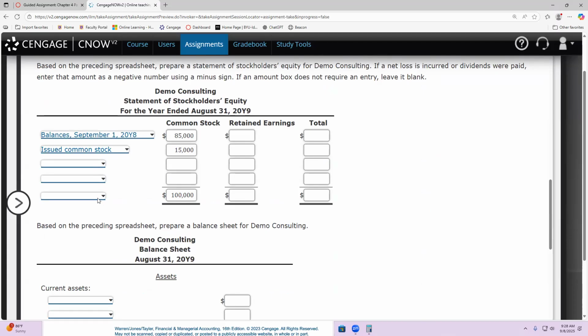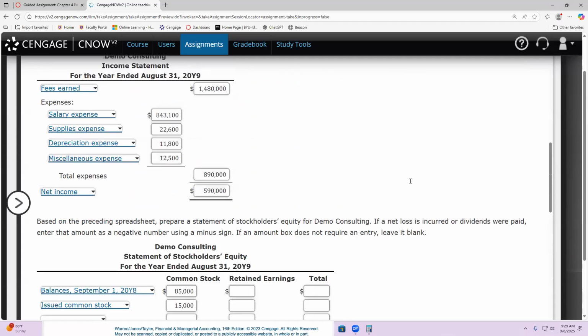The statement of stockholders' equity always ends with the balances at the end of the period. So it's saying balance at the beginning plus any common stock issued plus net income minus dividends will give us our new stockholders' equity. Does that make sense to everybody? Why I did 85,000 and 15,000? Yes. Okay.